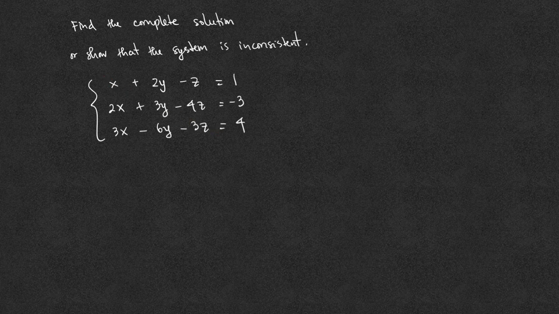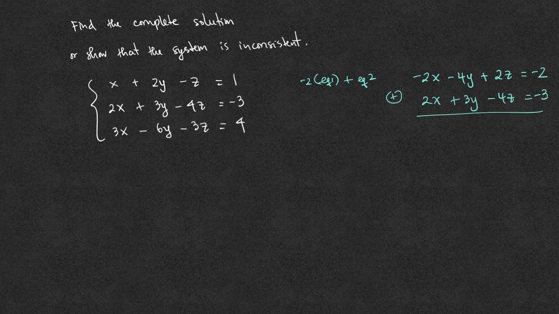Observe that we can get rid of the 2x in the second equation by multiplying the first equation by negative 2 and adding it to the second equation. This is negative 2x minus 4y plus 2z equals negative 2, where we took the first equation and multiplied by negative 2, and then we add to the second equation, which is 2x plus 3y minus 4z equals negative 3. We add the two equations column-wise.